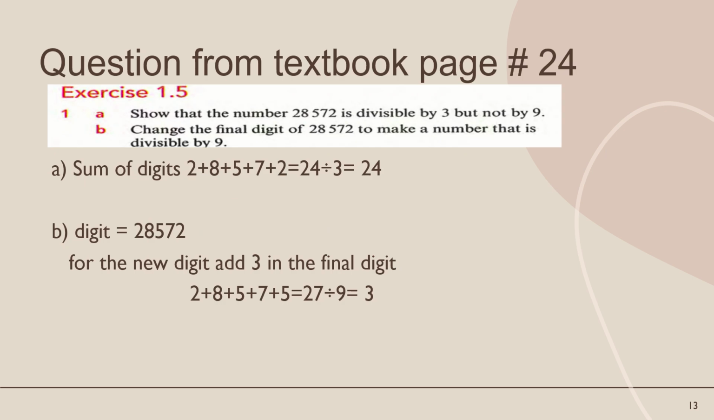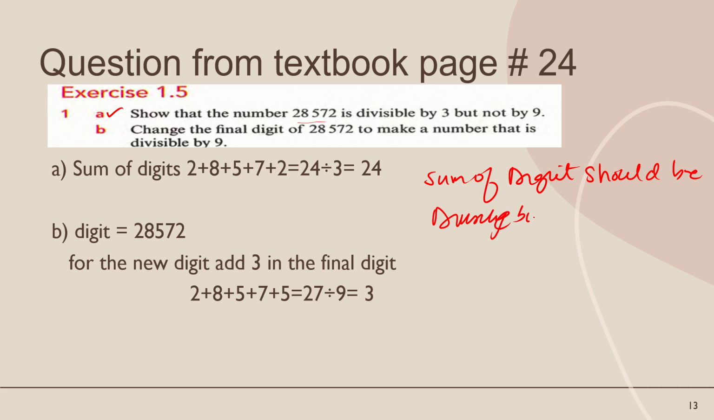Now this is a question from the textbook, page number 24. Part A: show that the number 28572 is divisible by 3 but not by 9. So what is the divisibility test for 3? The sum of the digits should be divisible by 3. Let's suppose this is the number. Take the sum of the digits.